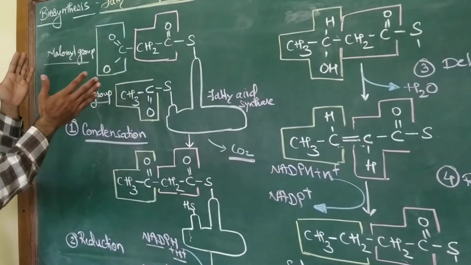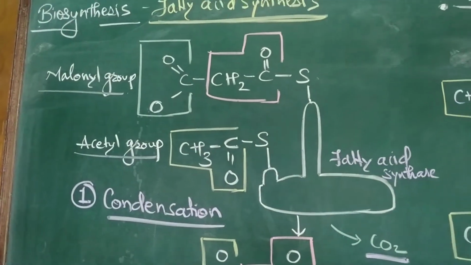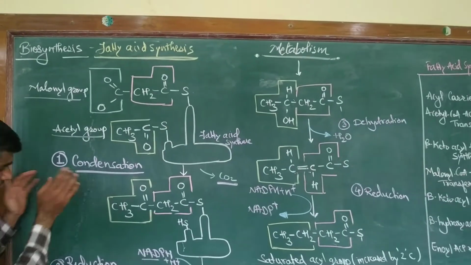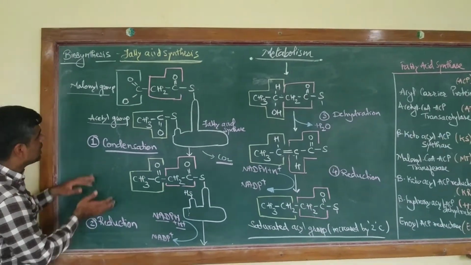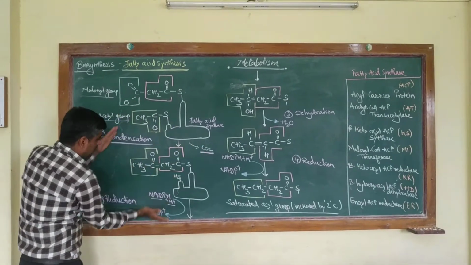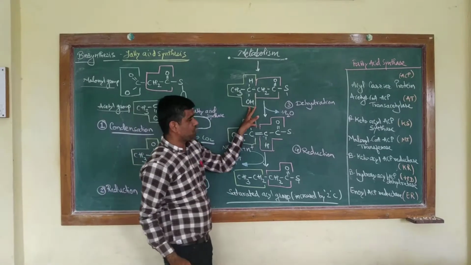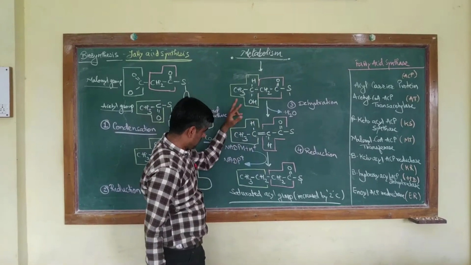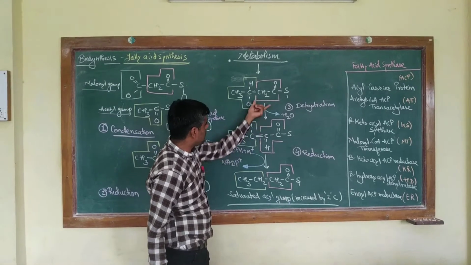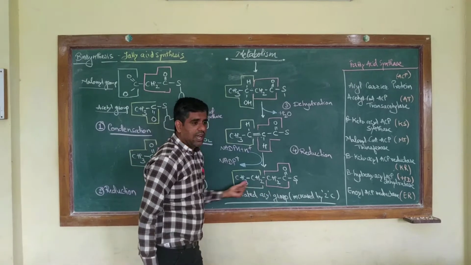So let us focus on the 4 steps again. As I told, this is a revision video where you find the steps involved in fatty acid synthesis. The first step, condensation. The second step, reduction. Condensation: malonyl group and acetyl group combined together, CO2 removed. In the reduction step, there is introduction of hydrogens and formation of the hydroxyl group. In the next step, there is reduction again, wherein the double bond which was introduced after dehydration is reduced to form a saturated acyl chain.